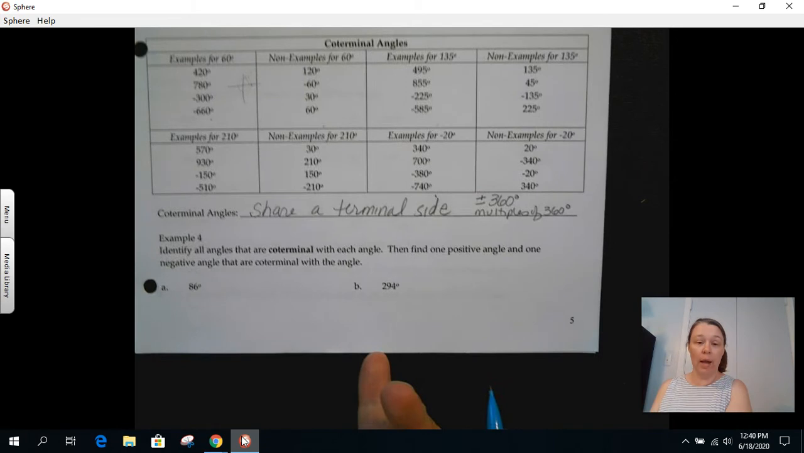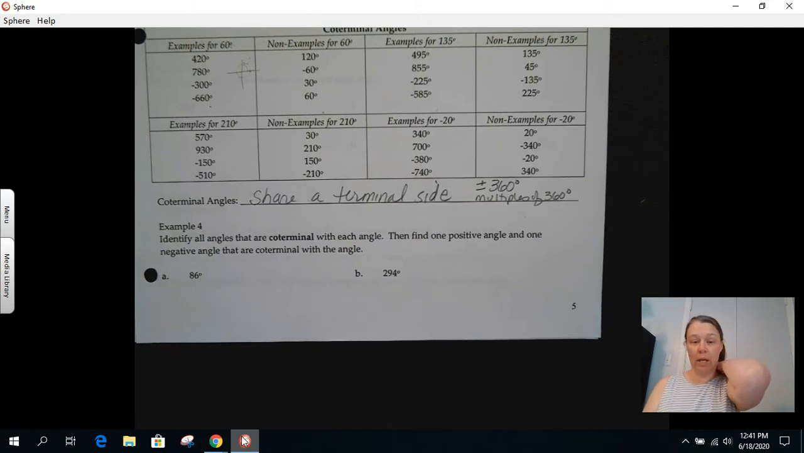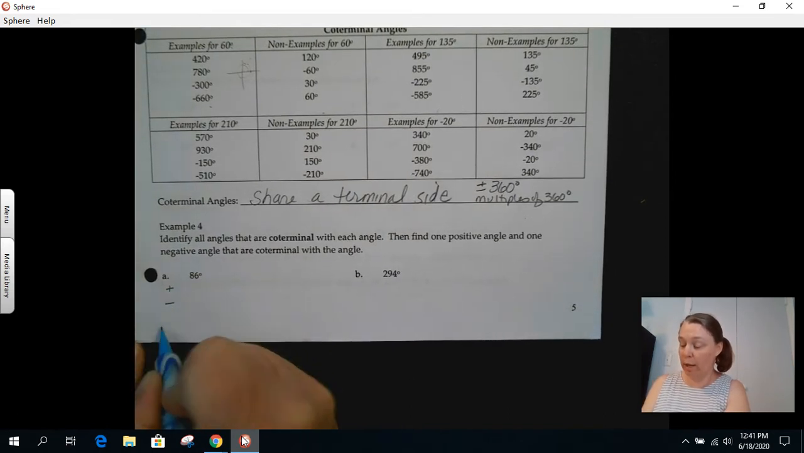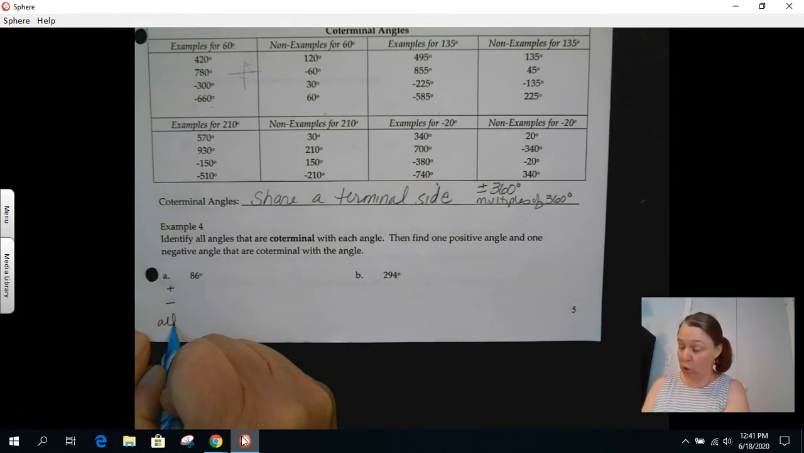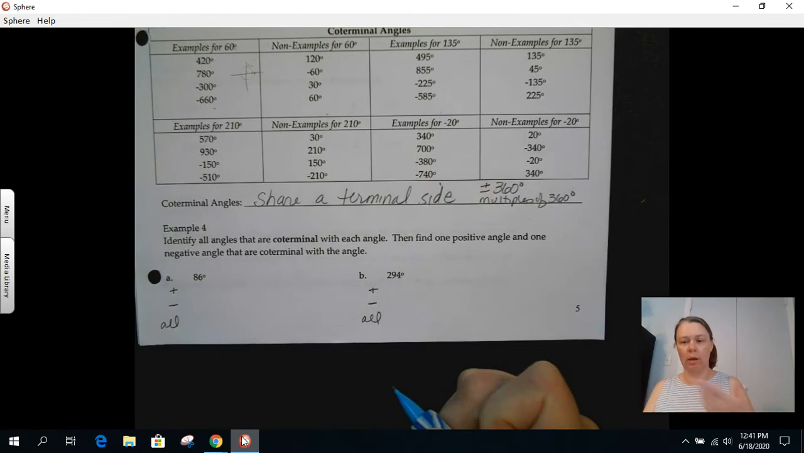So example 4 asks us to identify all angles that are coterminal with each angle and then find one positive and one negative angle that are coterminal with the angle. Let's actually start with that. So we want to do 3 things, right? We want one positive coterminal angle, one negative coterminal angle, and then all coterminal angles. And we want that with each of these. So you might want to pause and take a minute and see, okay, could I figure out how to do that, right?